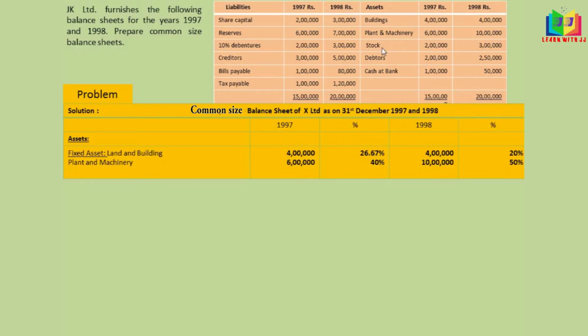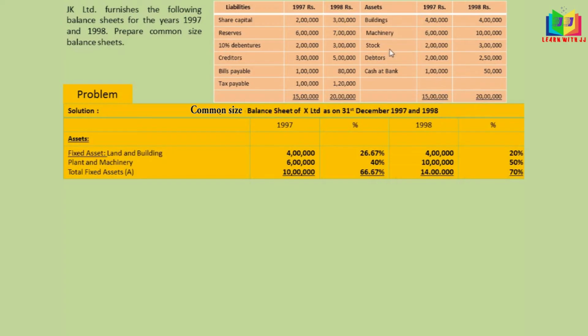Next we have to put the total of this. The total of your fixed assets is 10 lakh. So in that also we have to find out the percentage. 10 lakh divided by 15 lakh will give 66.67 and 14 lakh divided by 20 lakh will give 70 percent. We finished writing the fixed assets.